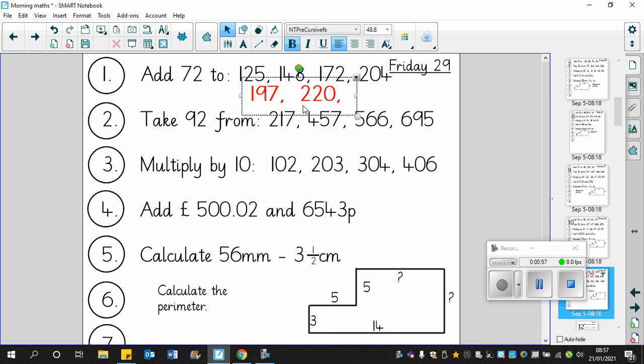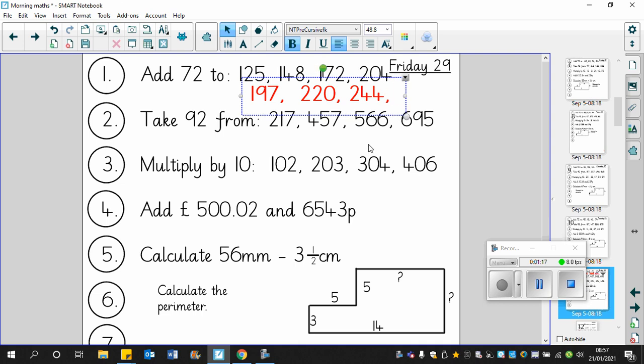172 add 72. Now I happen to know that double 72 is 144. So if we add an extra 100 there, it becomes 244. Okay, did you see that? Do you see how that worked?